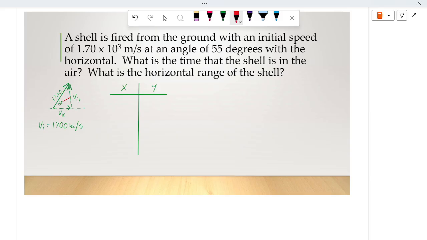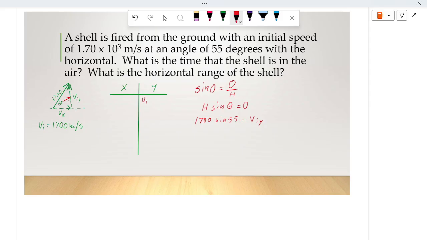So what I'll do is look at my opposite side, which is Viy, and I'll solve that with the sine function. Right here, sine of theta equals opposite over hypotenuse. In other words, hypotenuse times sine theta equals opposite. And so the hypotenuse is 1,700, and our angle is 55 degrees. 1,700 sine 55 equals the opposite side, which is Viy.